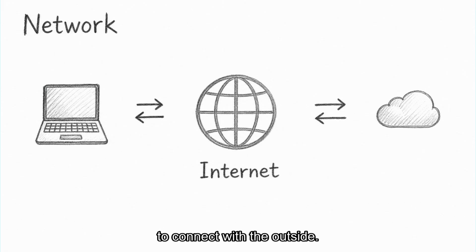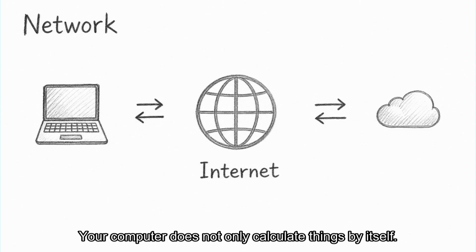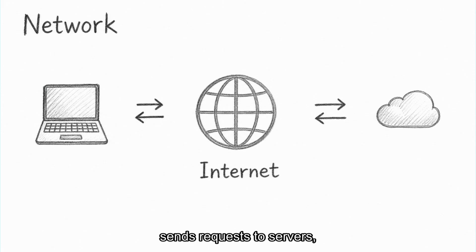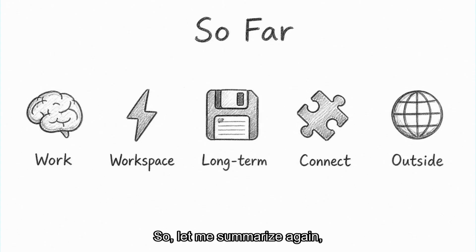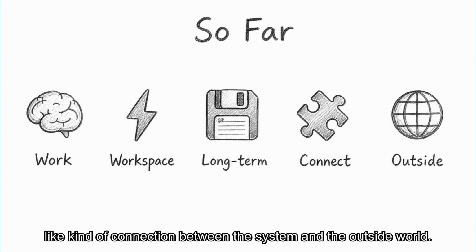There needs to be some way to connect with the outside. In a computer, network hardware allows the machine to communicate with the internet or with other computers. Your computer does not only calculate things by itself, but it also opens websites, sends requests to servers, downloads files, and communicates with game servers. And let me summarize again. The CPU handles processing, RAM is a workspace, storage is a storage room, and network hardware is like a connection between the system and the outside world.